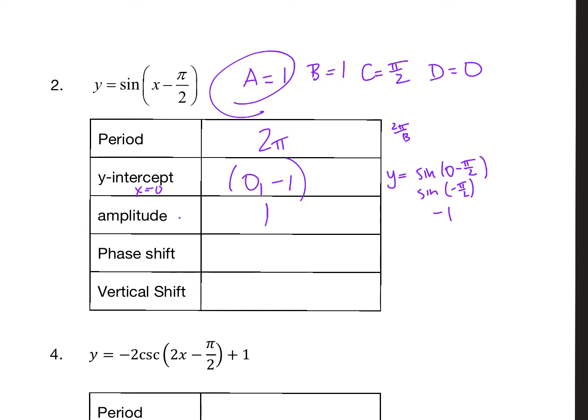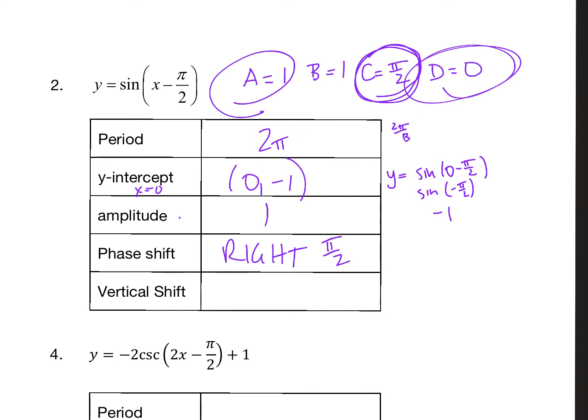Amplitude is just 1. The phase shift, since this is positive, is moving to the right, pi over 2. And the vertical shift, there isn't one.